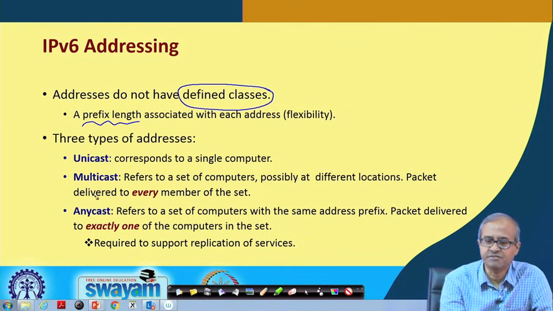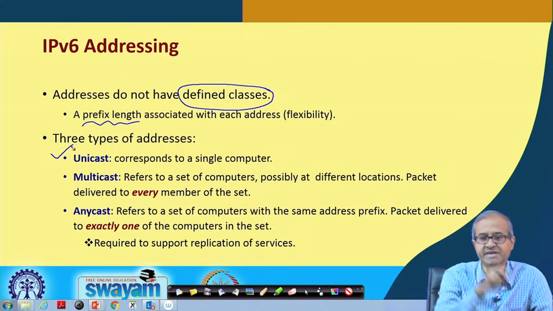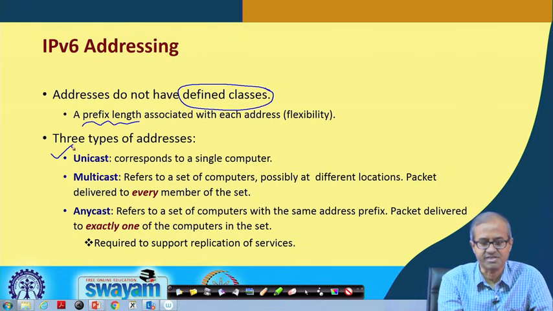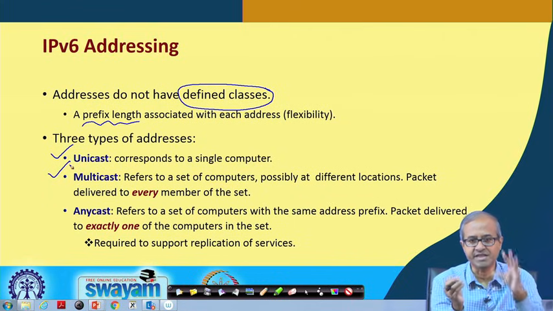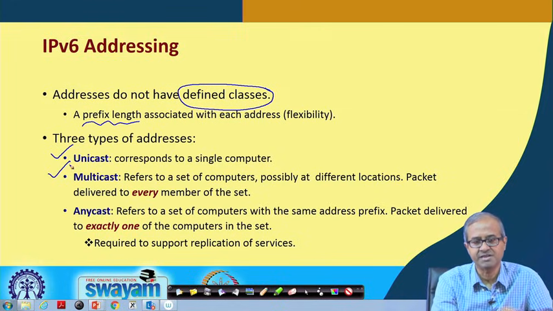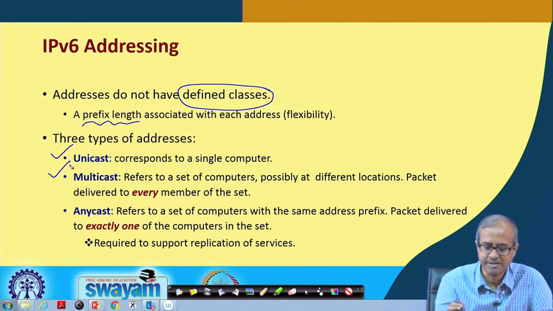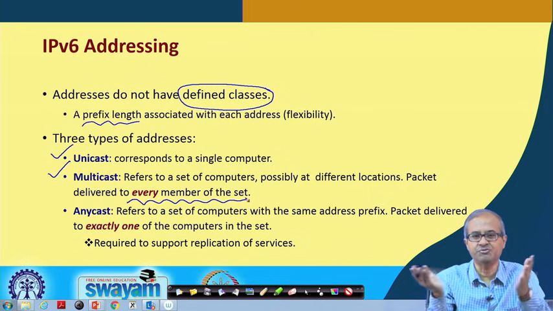Broadly, 3 classes of addresses are supported. One is a unicast address, which is a directed address of a particular node in the internet. That means you are sending a packet to a particular computer. Then multicast: you are sending the packet to all members of a given set. You can say that I am sending a packet to a subnetwork, and it should go to all the computers inside that subnetwork. So, it must be delivered to every member of the set. The set is usually a network or a subnetwork.